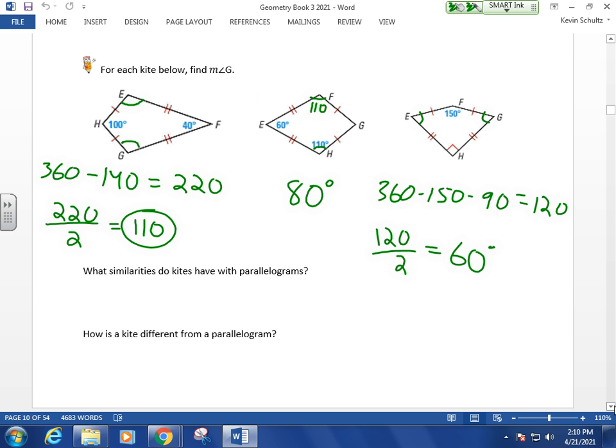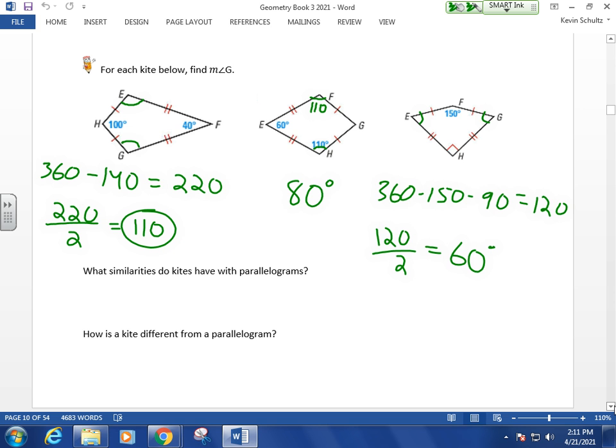Okay. What similarities do kites have with parallelograms? They have 4 sides. They do have a pair of opposite angles that are congruent. Parallelograms have 2. These have 1. That's a somewhat similarity. Also a difference. The difference is that kites don't have any parallel sides, rather than opposite sides being congruent. It has adjacent sides that are congruent. So we kind of already talked about those things there. Diagonals are perpendicular. That is similar with a rhombus and a square.